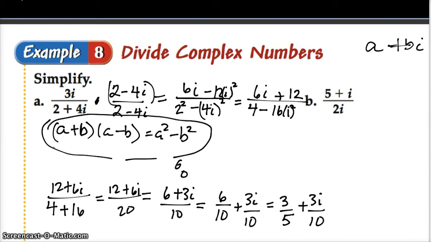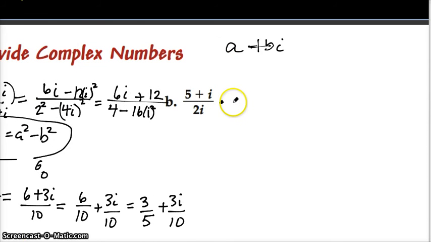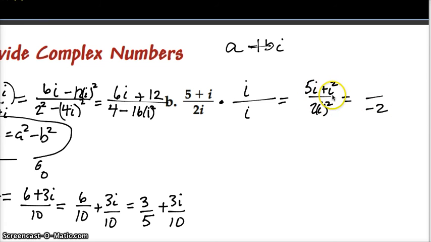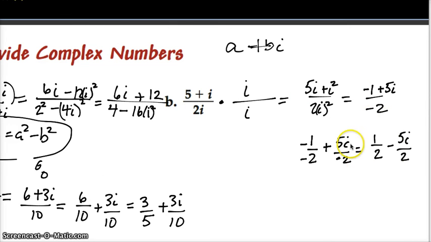Let's do this next problem. Again, I need to multiply by a special 1 in order to get rid of the radical, or the i in the denominator. And upon second thought, i over i would be enough, because in the bottom I get 2i squared, which is just a negative 2. And in the numerator, I get 5i plus i squared, which I can then write as negative 1 plus 5i over negative 2, with my final answer simplifying to this.